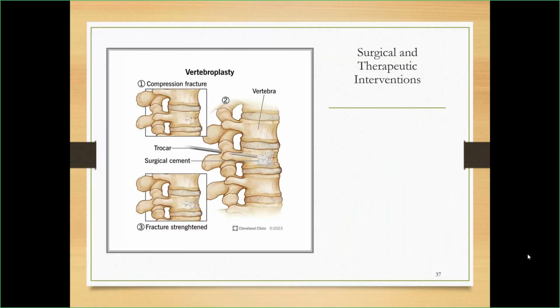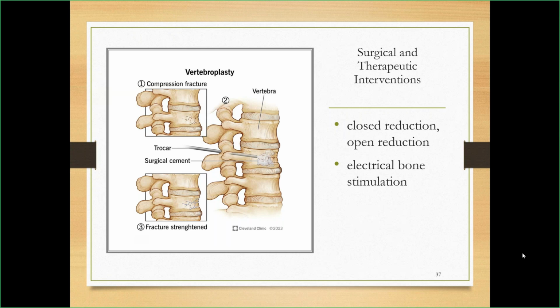Let's review surgical and therapeutic interventions. Reduction is pulling broken fragments of bone into alignment. Closed reduction can be accomplished without surgery. Open reduction involves surgery. When fractures are slow to heal, several techniques can stimulate bone regrowth. Electrical bone stimulation uses electric current to support calcium deposition. Anti-osteoporotics are used to treat osteoporosis, along with calcium therapy and vitamin D. Vertebroplasty is used to treat fractured vertebrae, often the result of osteoporosis.